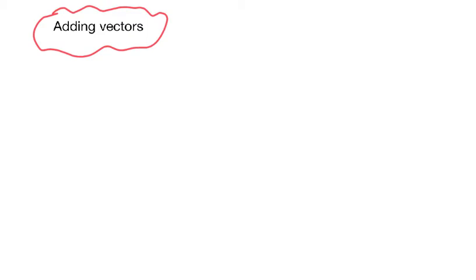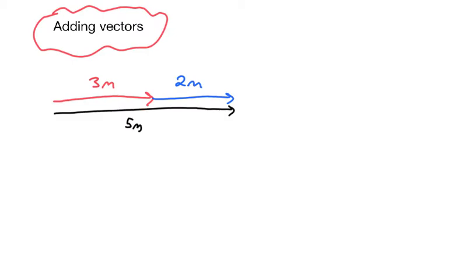Now sometimes adding vectors can be very similar to adding scalars. In fact, that's going to be when the vectors are all in the same direction. For example, if we walked 3 meters to the right, and then another 2 meters to the right, then we would end up 5 meters from our starting point.